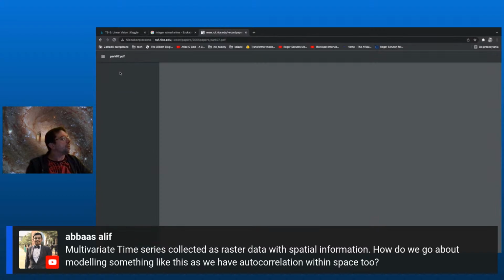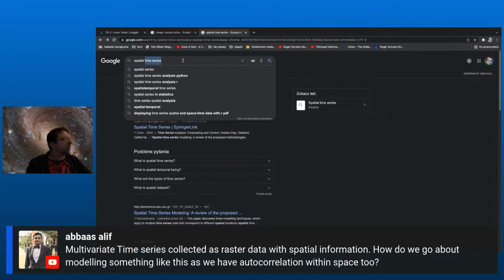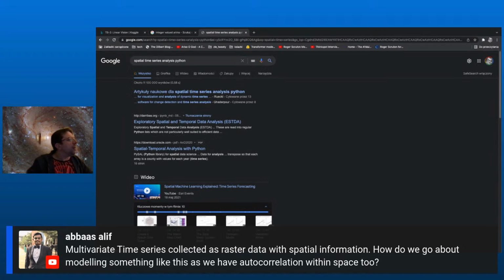Yun Park. Yeah. This is a bit more old school because that's from 2003. But essentially, spatial time series. Oh, voila. Spatial time series. Exploratory spatial and temporal data. Spatial temporal analysis with Python. Start looking into those kinds of things. This is me mostly providing general purpose advice because, as I indicated earlier, I do not have a lot of experience with this one.